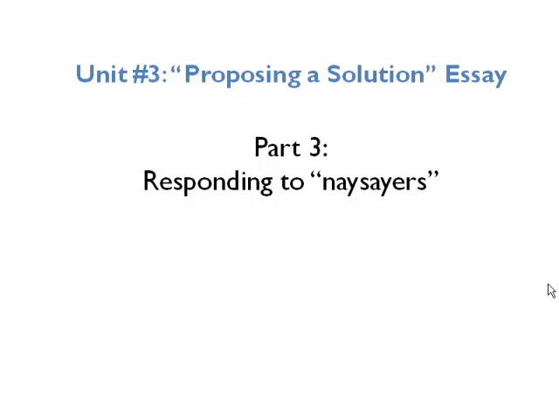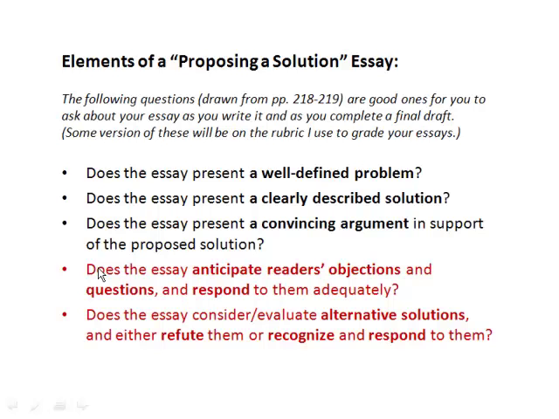Welcome to Lesson 3. This deals with the issue of responding to naysayers, which is another way of saying what numbers 4 and 5 here say in this list. Does your essay anticipate readers' objections and questions and respond to them adequately? And then number 5, does the essay consider and evaluate alternative solutions and either refute them or recognize and respond to them? All of which is a way of saying, do you include counter-arguments in your argument? Do you include different points of view and objections and questions, and then respond to those well?